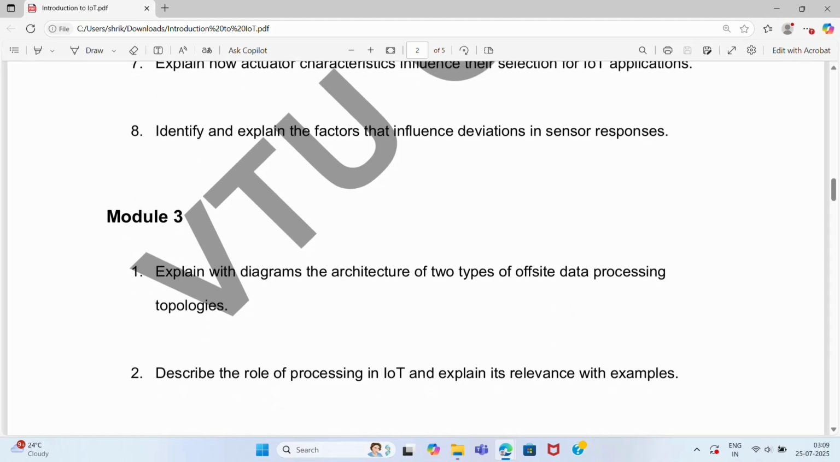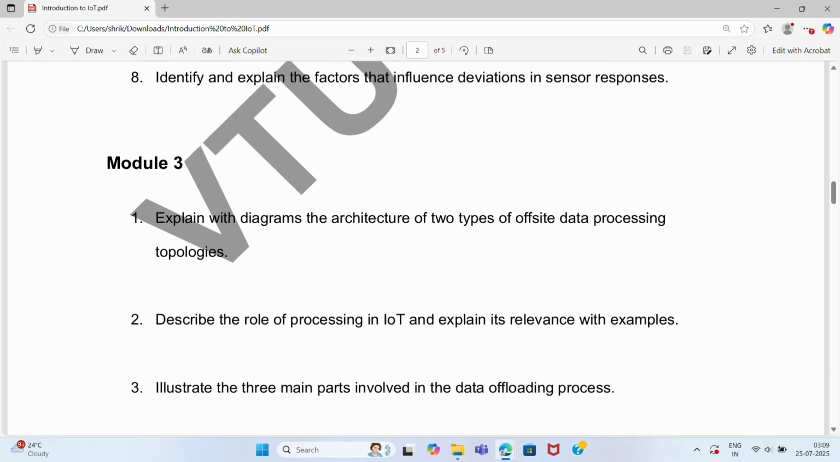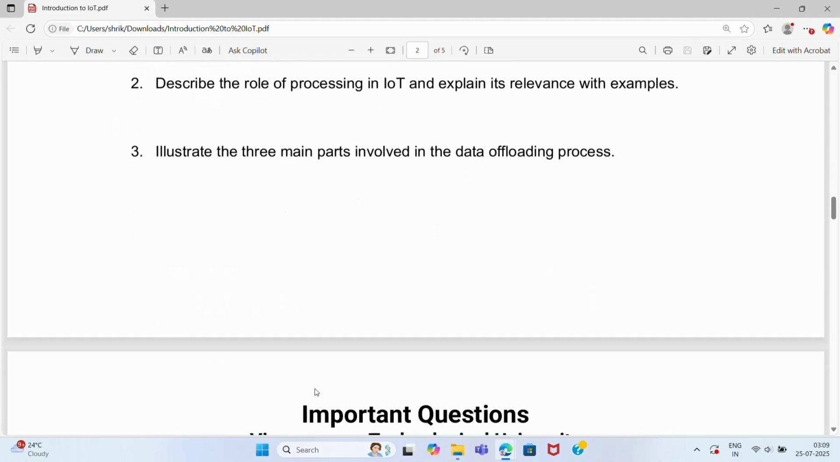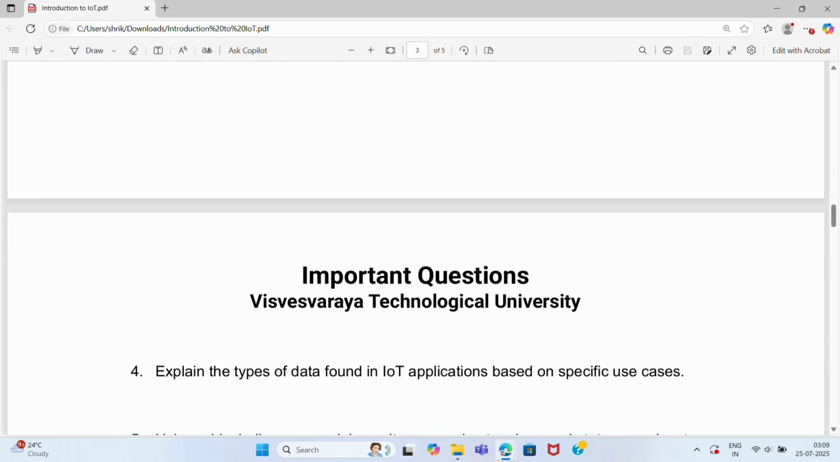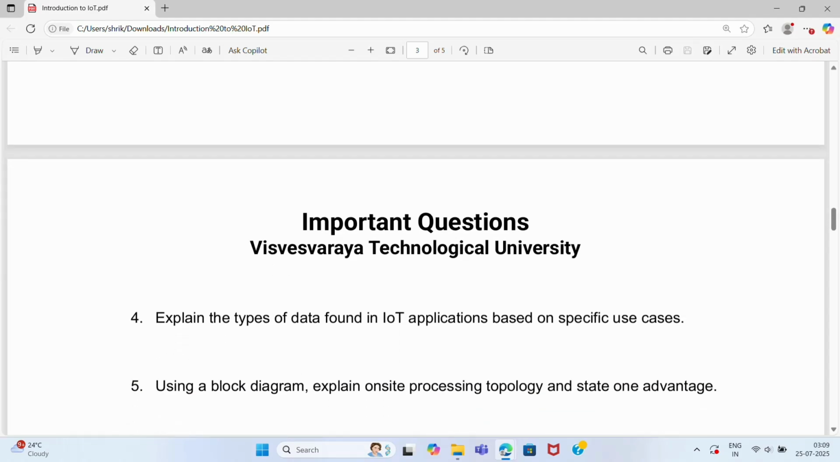Describe the role of processing in IoT and explain its relevance with examples. Illustrate the three main parts involved in the data offloading process. Next question. Explain the types of data found in IoT applications based on specific use cases.